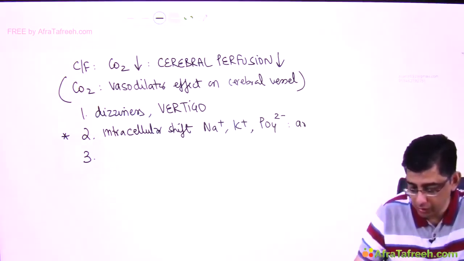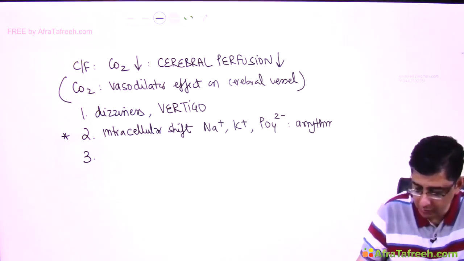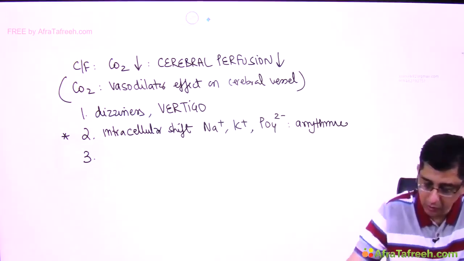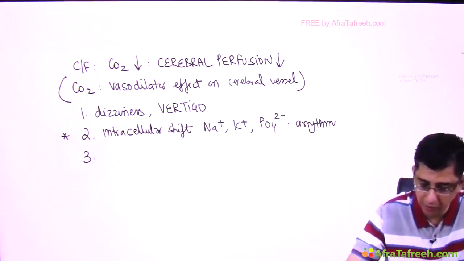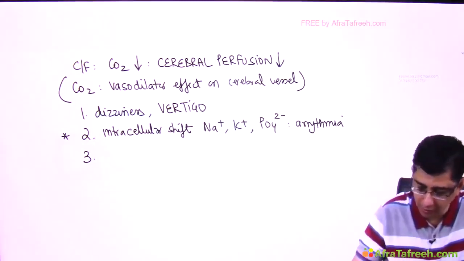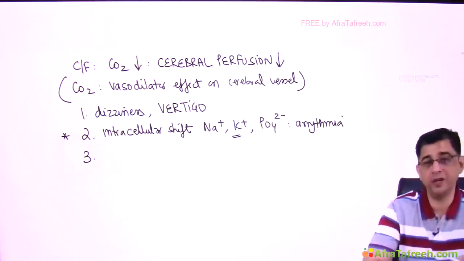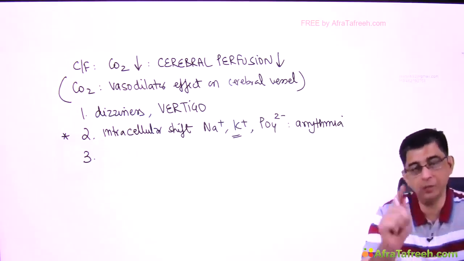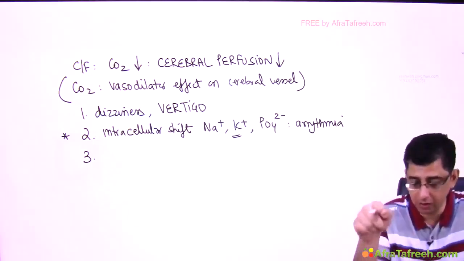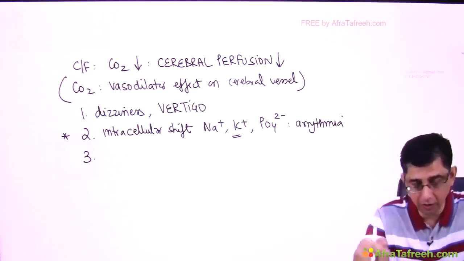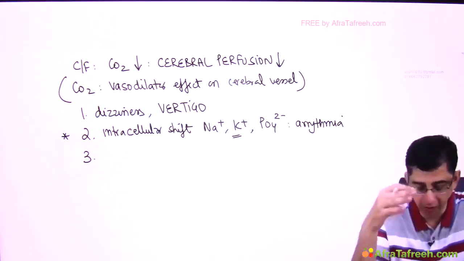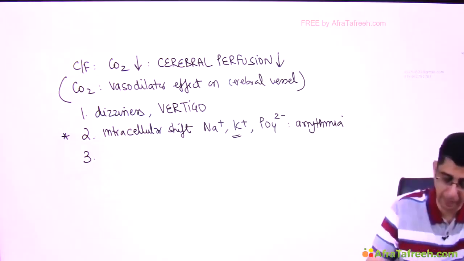So arrhythmias are written in respiratory alkalosis mainly with respect to the potassium values in the patient falling. For example, hypokalemia can contribute to Torsades de Pointes in a patient. Remember, the electrolyte imbalance contributing to Torsades de Pointes is hypokalemia. So intracellular shift of these electrolytes can contribute to arrhythmia presentation.